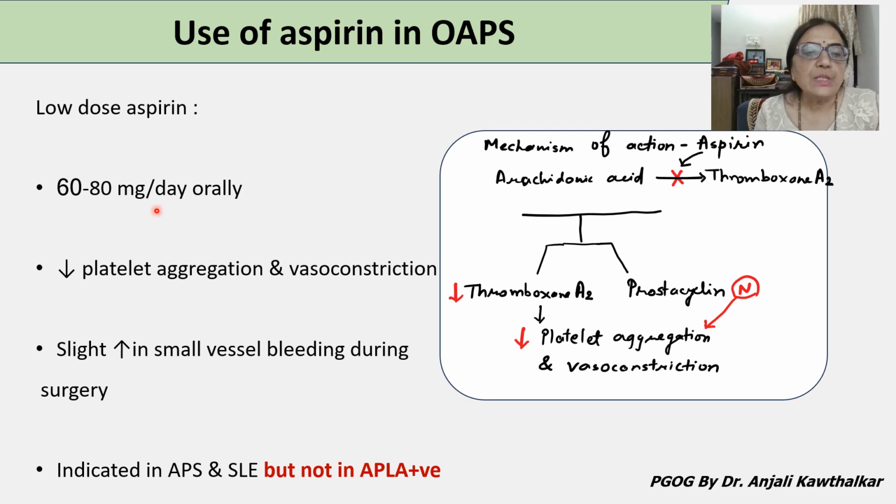Low-dose aspirin is relatively a safe drug to be given during pregnancy, but the only thing is it might lead to a slight increase in small vessel bleeding during surgery in some patients. This we need to remember, that there can be a slight increase in small vessel bleeding during surgery.